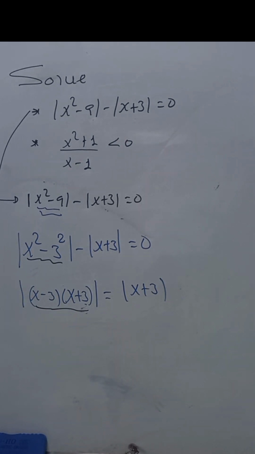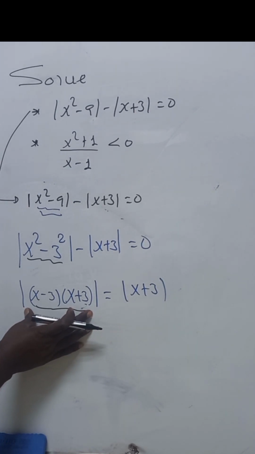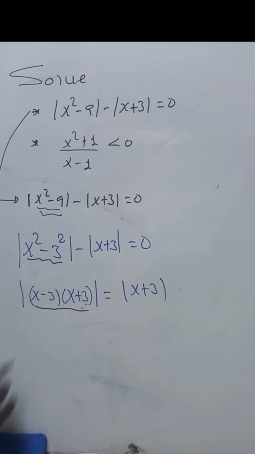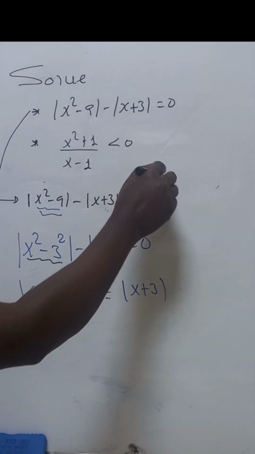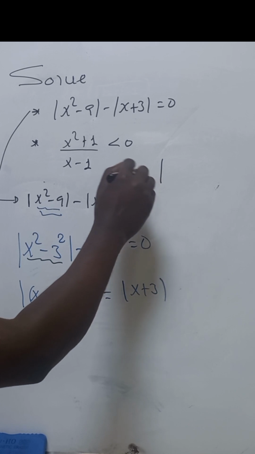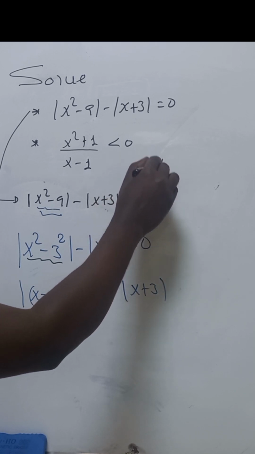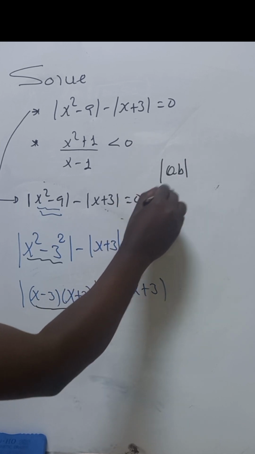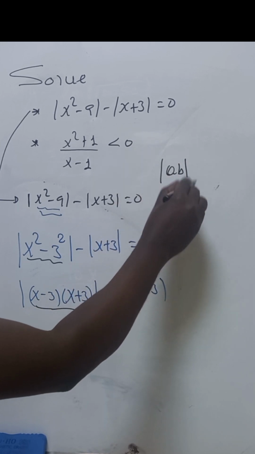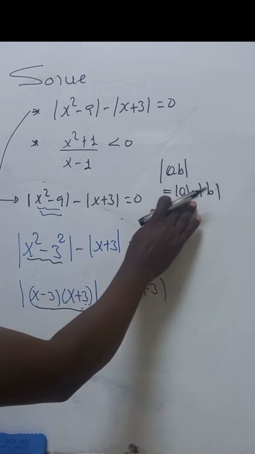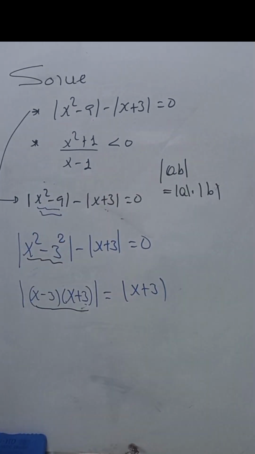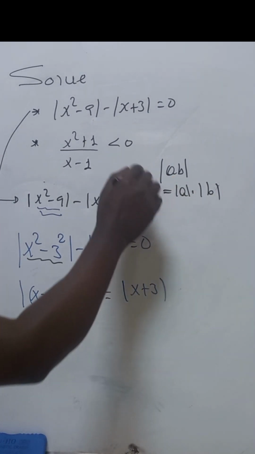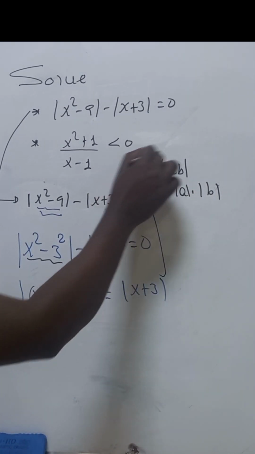Once you understand this, how are we going to split this from the symbol of absolute value? To split this, you have to remember this rule of absolute value: the modulus of AB is written as the modulus of A times the modulus of B. That is equal. There are many properties of this, but here this is enough.